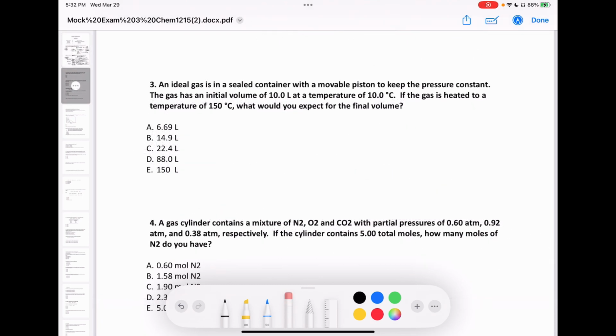Okay, so number 3. An ideal gas is in a sealed container with a movable piston to keep the pressure constant. The gas has an initial volume of 10 liters at a temperature of 10 Celsius. If the gas is heated to a temperature of 150 Celsius, what would you expect for the final volume? For these problems, this is pretty obviously asking you for the relationships between certain variables, like volume and temperature, or pressure and temperature, between two different gas samples. You can remember the laws, but that's kind of annoying and cumbersome, and I don't really like to do that.